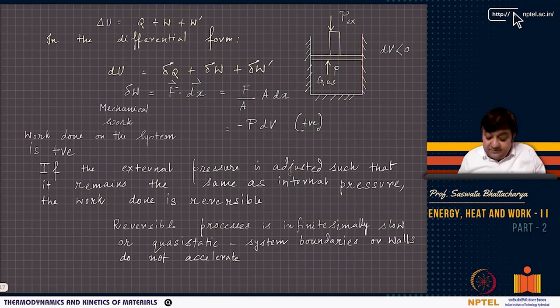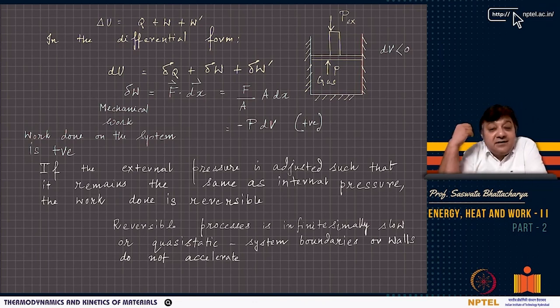So that's the thing. It is adjusted in such a way that you are doing a P plus dP type of experiment, right? So the external pressure is always remaining the same as the internal pressure, right? That means the work done in this case is reversible.